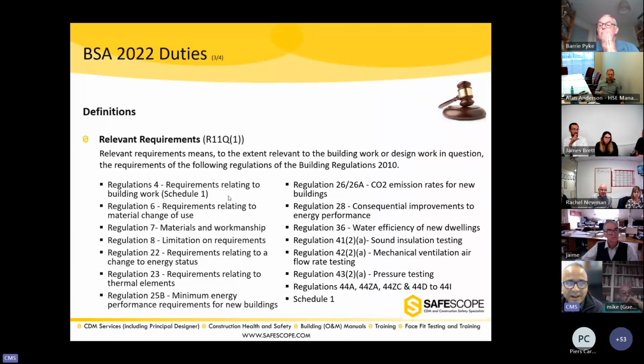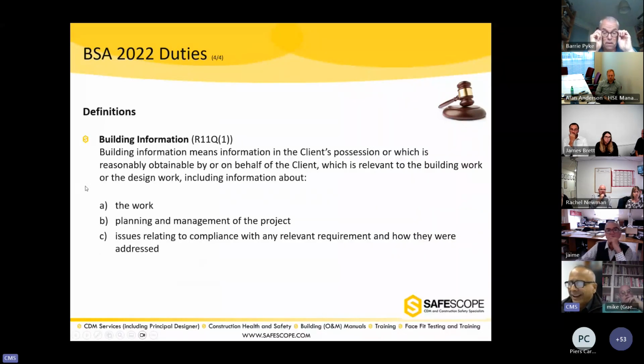So pretty much it covers everything that is required under building regulations. And yesterday I went through and tried to write a document on all relevant requirements. And believe it or not, it's a huge, huge document really to cover all relevant requirements. Okay. And there's also a term, building information, that is also introduced in the regulation.